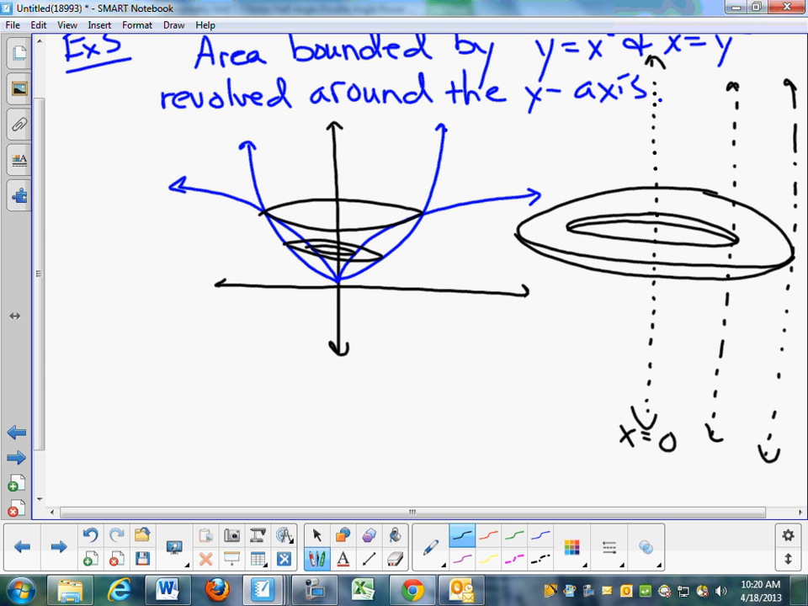What forms the outside of the washer? Right. The outside of the washer is y equals x squared, or x equals the square root of y. We had to solve for the variable in terms of y. Then the other one would be x equals y squared. Is everybody clear about that information?